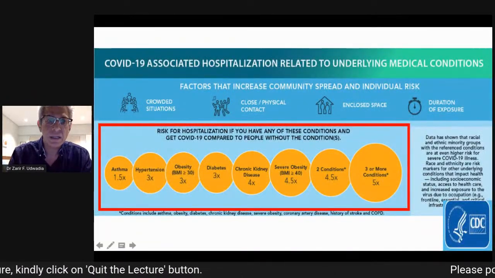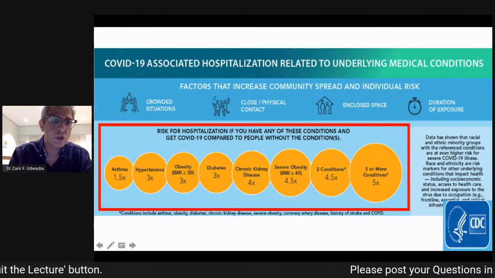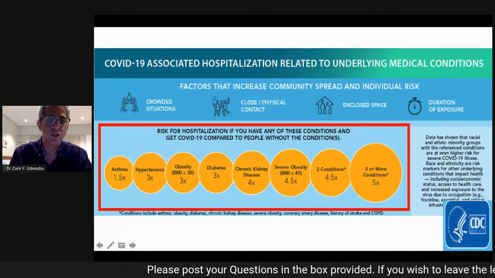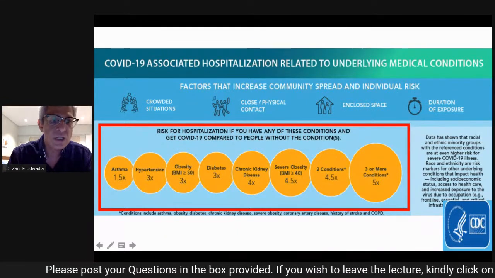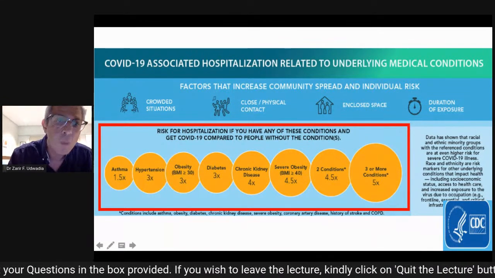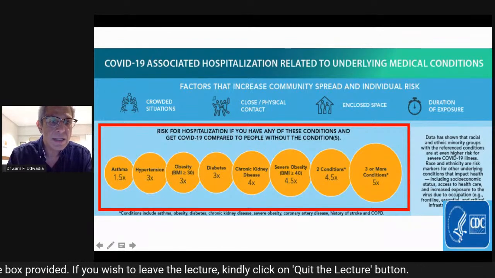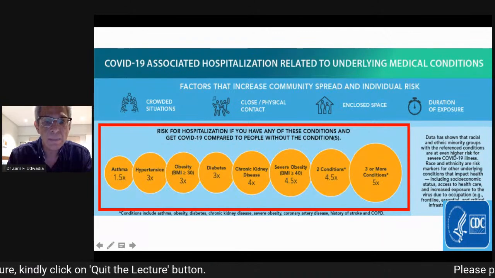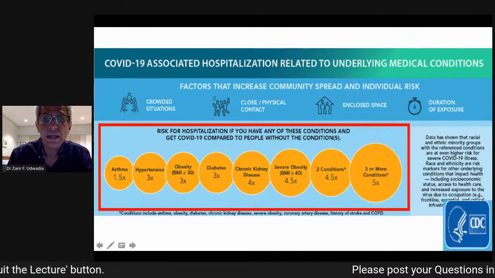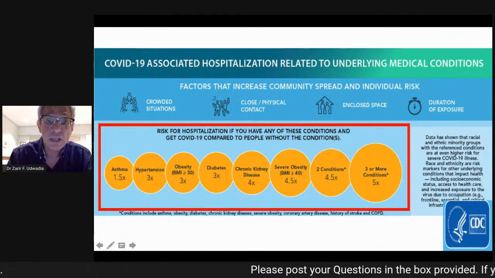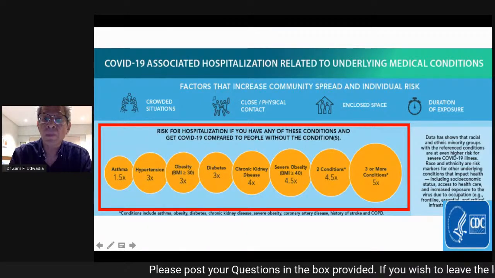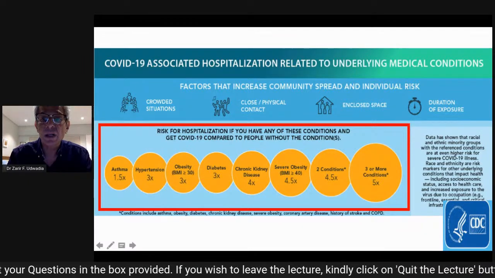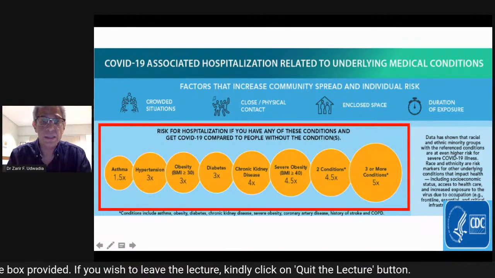And this is a nice graph from the CDC, which shows your risk for hospitalization if you have any of these conditions. And then you would be imprudent if you do have them to risk home care. So if you have asthma, you're 1.5 times more likely to end up in hospital. If you have diabetes, for example, 3 times more likely. Severe obesity, look at your risk, 4.5 times more likely. And a combination of 5 or more of these conditions, and again, 5 times more likely to end up in hospital.